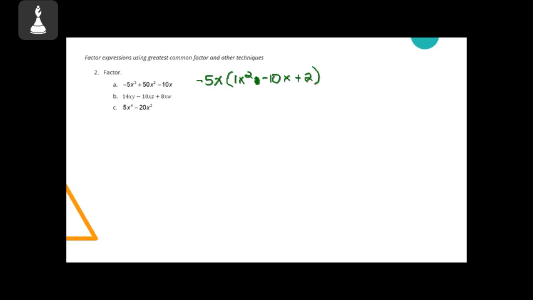So now I'm left with a trinomial. 1x squared minus 10x plus 2. So the trinomial rule, I want to check and see, can I add to the middle number and multiply to the end number? Well, is there any way to multiply to 2 and then also add to -10? I'm going to say no, because the only way to multiply to 2 is 1 and 2, and there's no way to add 1 and 2 to get to -10. So this one is in fact done. There is nothing more than a GCF for this problem.